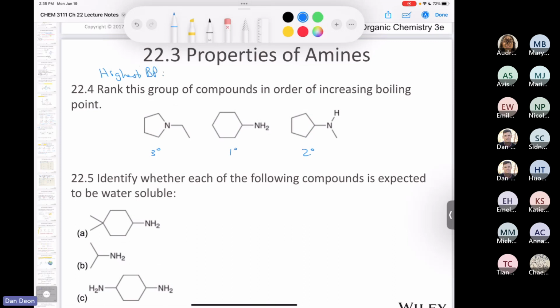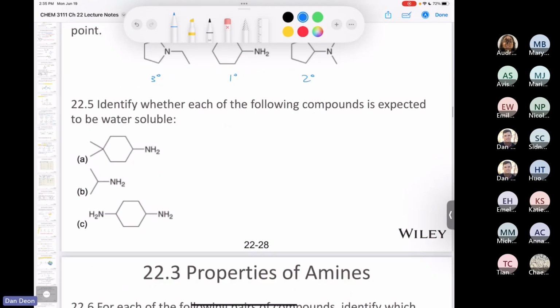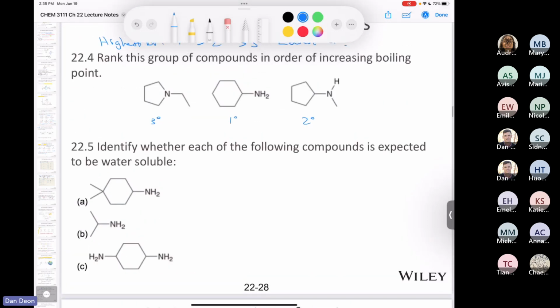Absolutely. It's going to be the primary one, isn't it? Right? Because it can do the most hydrogen bonding, followed by the secondary, and then followed by the tertiary, which is going to have the lowest BP. All right, 22.5. Identify whether each of the following compounds is expected to be water soluble.